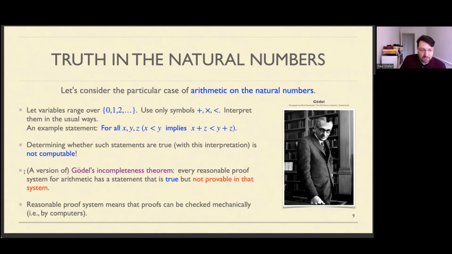And this is related to Gödel's incompleteness theorem, which says that no matter what proof system you set up for trying to determine what statements are true and false about the natural numbers, so long as this is a reasonable system, meaning that you've set up your proof system in a way that the proofs can be mechanically checked, then there are always going to be statements that are true but not provable in your system.